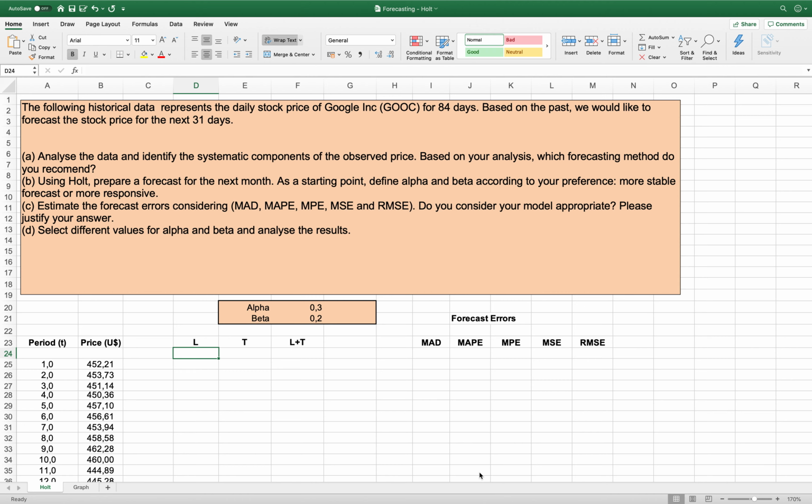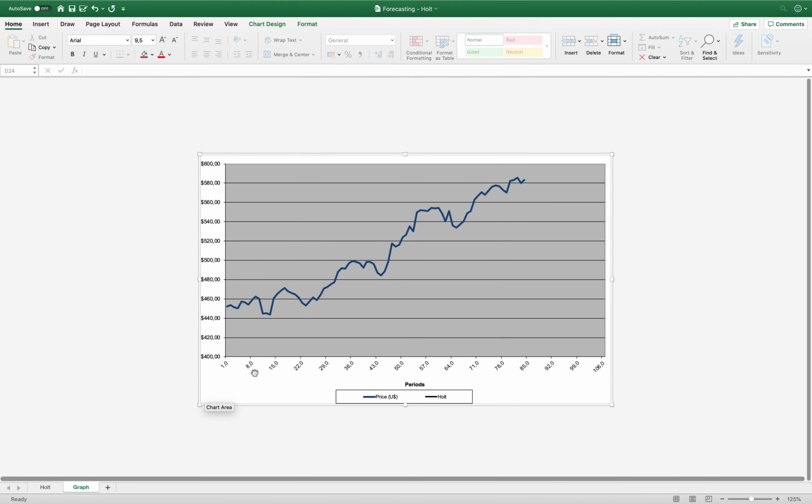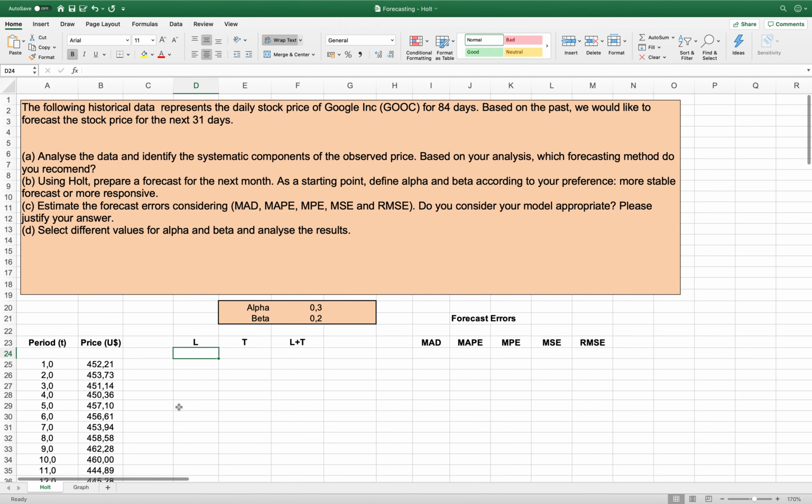To use the Holt or double exponential smoothing, we will use the exercise we did in class. We have the Google daily stock price for 84 days, and we have to forecast the next 31 days. A quick look at the graph shows that there's a clear trend. So the Holt method is probably the best method.